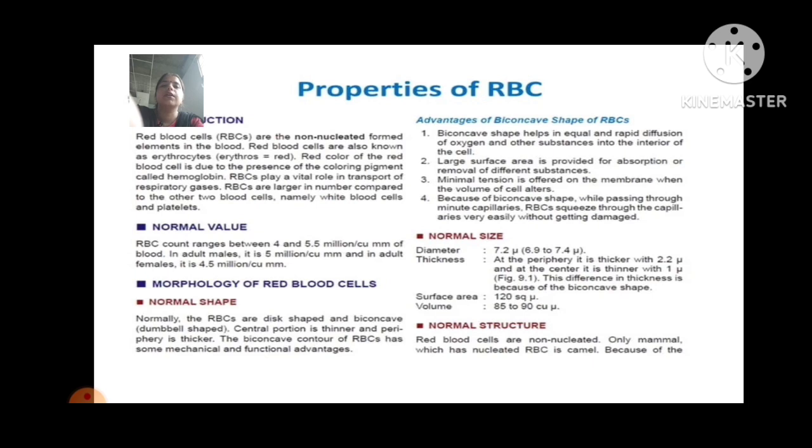So in today's class, we discussed the normal shape, normal size, normal structure, and normal value of the RBCs, and also the properties of the RBCs.